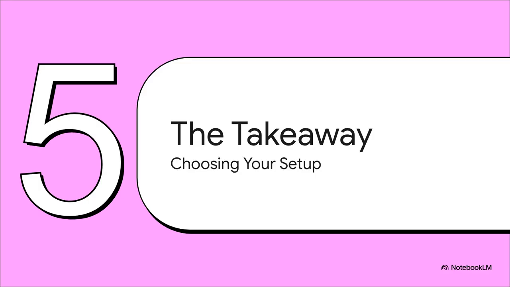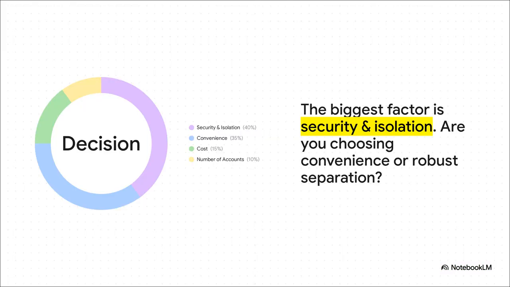Okay, so we've climbed the whole ladder. We've looked at the basics, the clever workarounds, and the heavy-duty professional tools. The big question now is, how do you actually choose the right setup for you? Well, your choice really boils down to balancing these 4 key factors. But take a look here. Notice that security and isolation is the biggest piece of the pie, sitting at 40%. And that really gets to the core question you have to ask yourself. Are you just optimizing for simple convenience, or do you need truly robust, bulletproof separation between all your accounts?